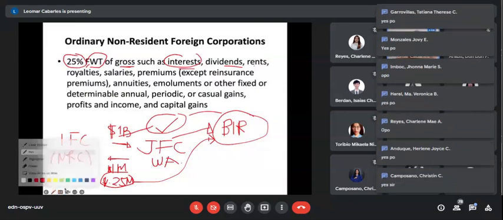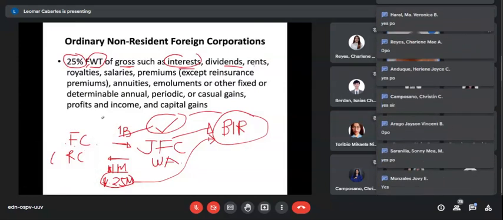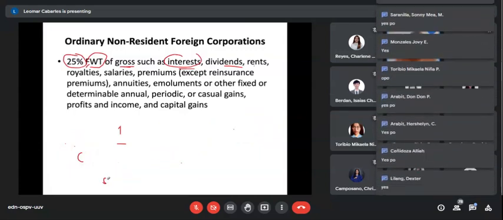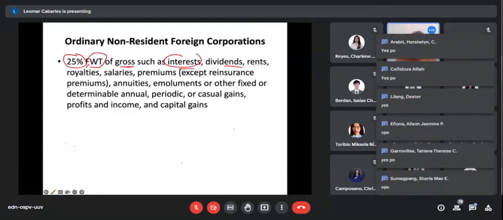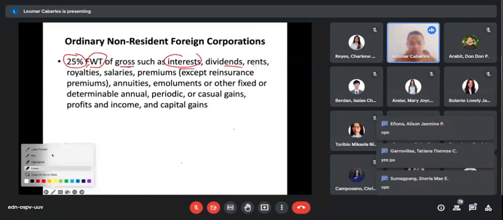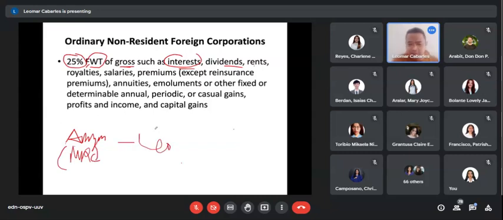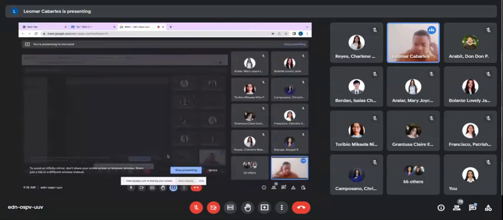Burahin natin itong example. So, let's say for example, ako, no? Nag-browse ako ng website ni Amazon. No? So, non-resident foreign corp. Sorry sa scribble. So, Leo, no? So, bumili ako yung Amazon through its website, di ba? Okay?